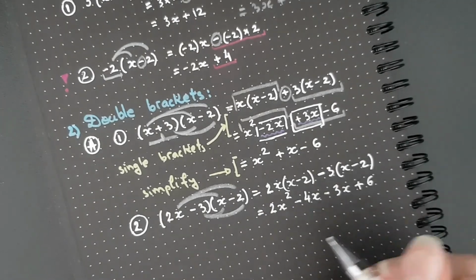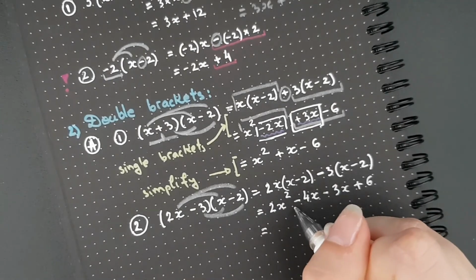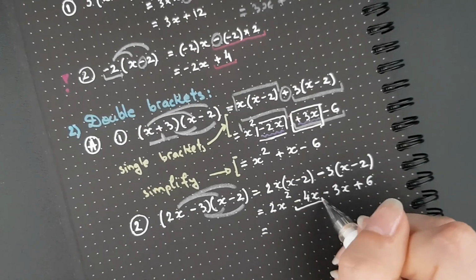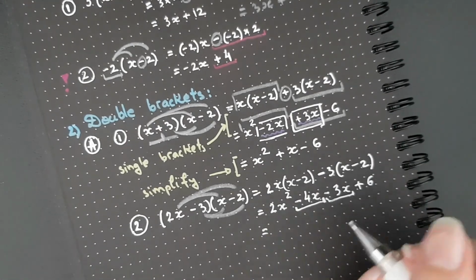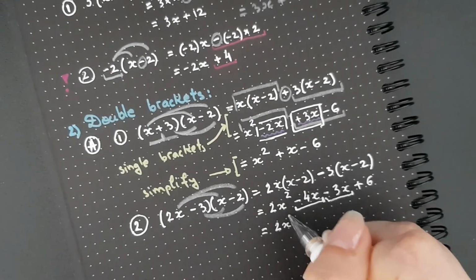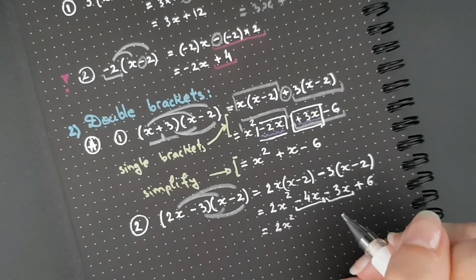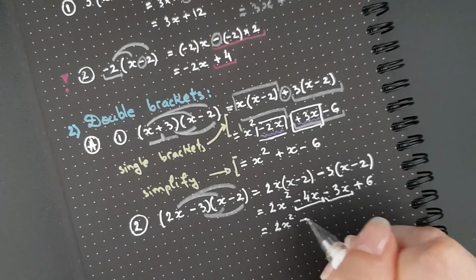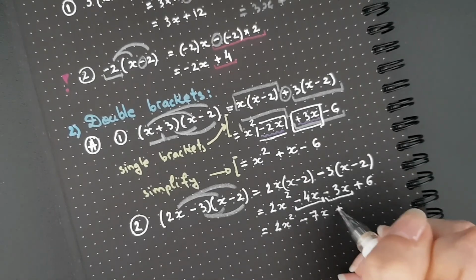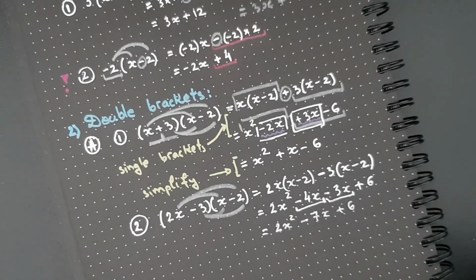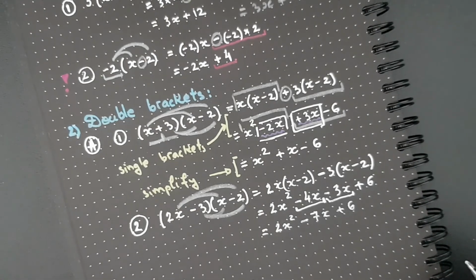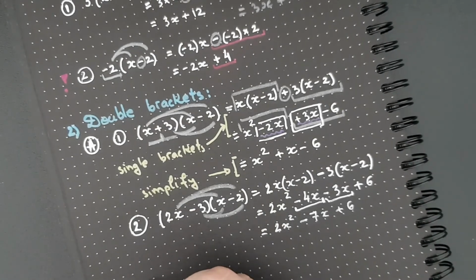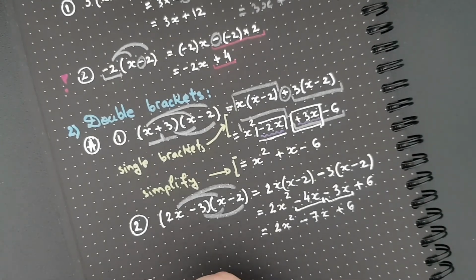So again, have to be very careful. Then I'm looking at this one and this one, because they are the same. So I've got 2x squared minus 4x minus 3x, that's minus 7x, and then the +6 is as it is. So nothing interesting so far. Just gonna go on with a third example.